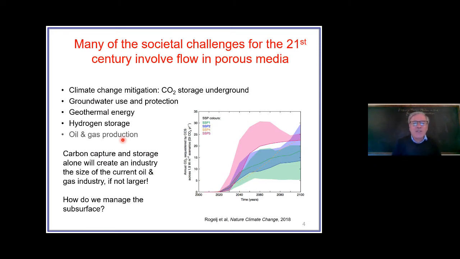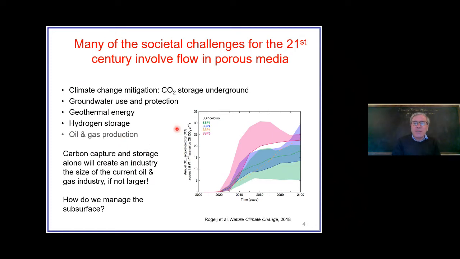And the reason why I've slightly greyed out the oil and gas production is that historically, simply because of the economic benefit of this application, much of the research in flow in porous media has been funded by oil companies and associated with improving oil production. And I'm going to talk a little bit, before I get into the technical details, about how we're transitioning both our teaching and research in that area.